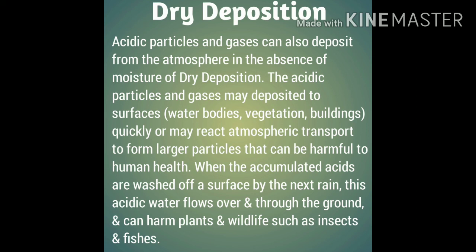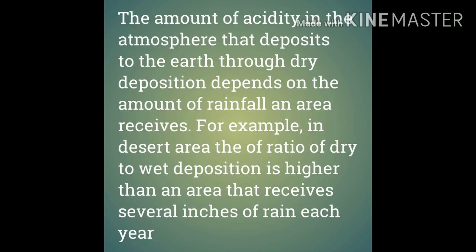When the accumulated acids are washed off a surface by the next rain, this acidic water flows over and through the ground and can harm plants and wildlife such as insects and fishes in it. The amount of acidity in the atmosphere that deposits to the earth through dry deposition depends on the amount of rainfall an area receives. For example, in desert areas, the ratio of dry to wet deposition is higher than in an area that receives several inches of rainfall each year.